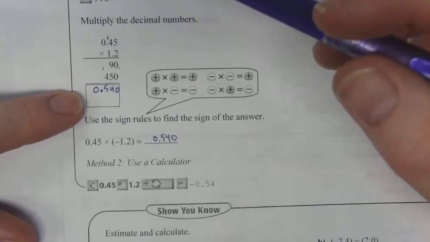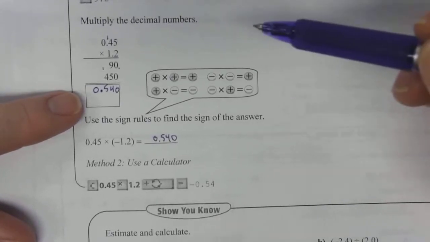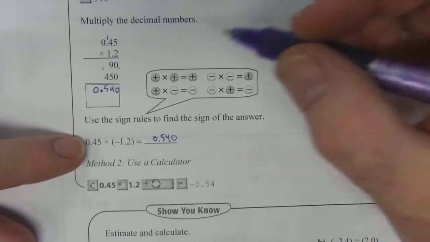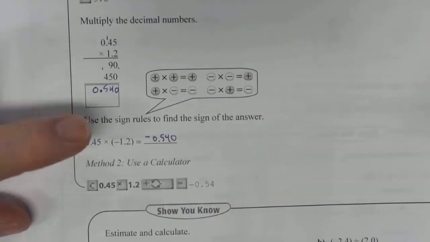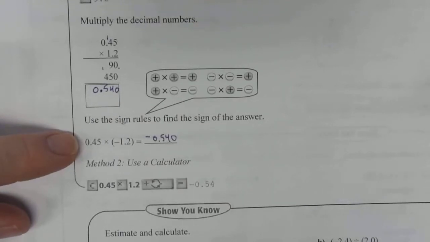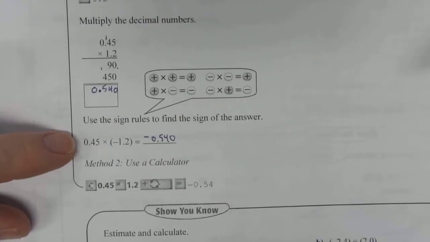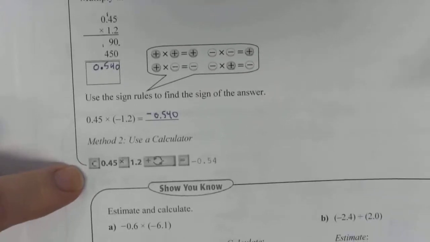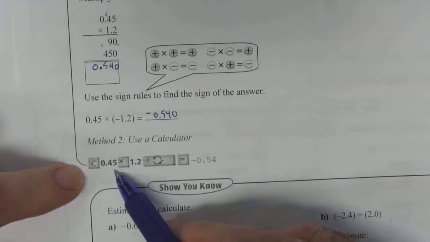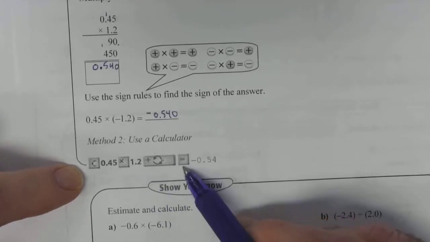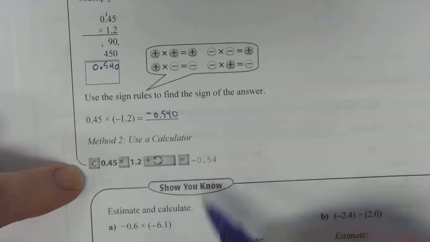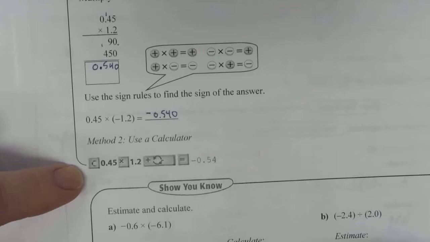But take a look. The original question was a positive times a negative. So you know that your answer is also going to be negative. Don't forget about your signs. And then, of course, you can always use a calculator as well. Clear it. 0.45 times 1.2, make it negative 1.2 equals, and then negative 0.54. So that's one approach.